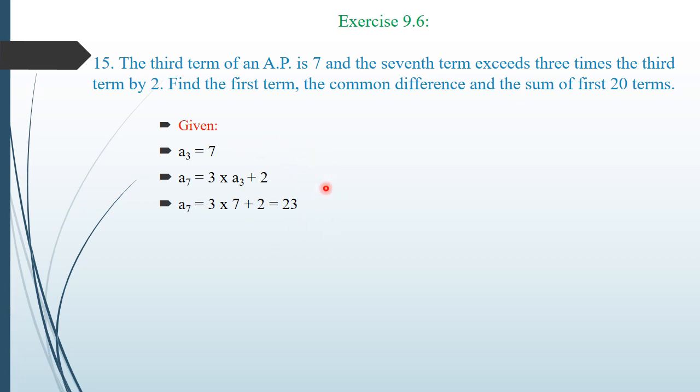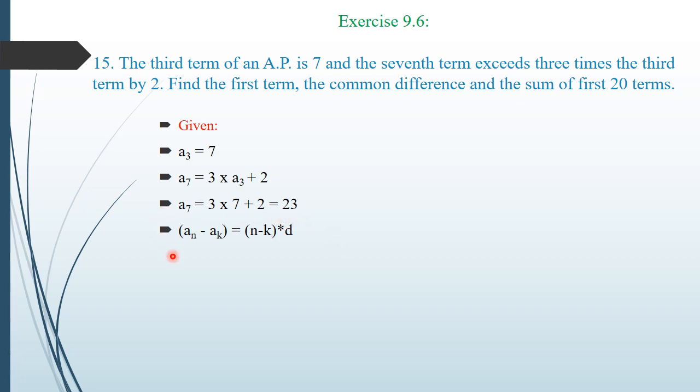Now, using these two terms, I can easily calculate common difference applying this formula, that is an minus ak is equal to n minus k into d. We have discussed a lot about this formula in our previous videos. If you haven't watched that video, please go through those videos.